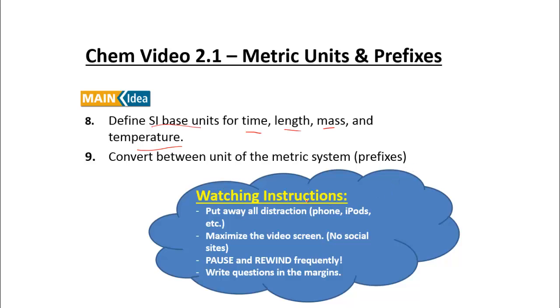Just a reminder, put away all your distractions, maximize this video screen if you can, pause, rewind frequently while going through this practice, and write some questions in the margins if you have any. Here we go.